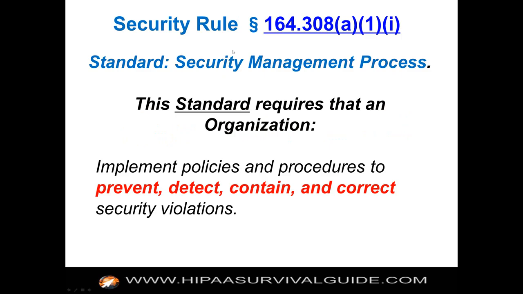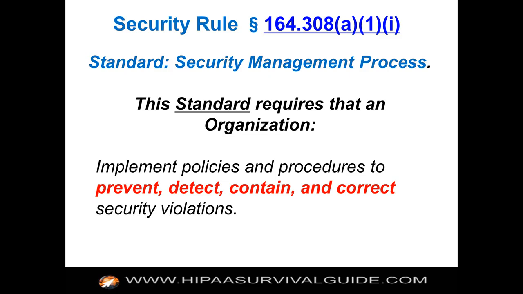So this is the security rule, 164.308(a)(1)(i). 308 is the administrative safeguards. This is the first standard under the administrative safeguards. It's called the security management process. The standard requires that an organization implement policies and procedures to prevent, detect, contain, and correct security violations.